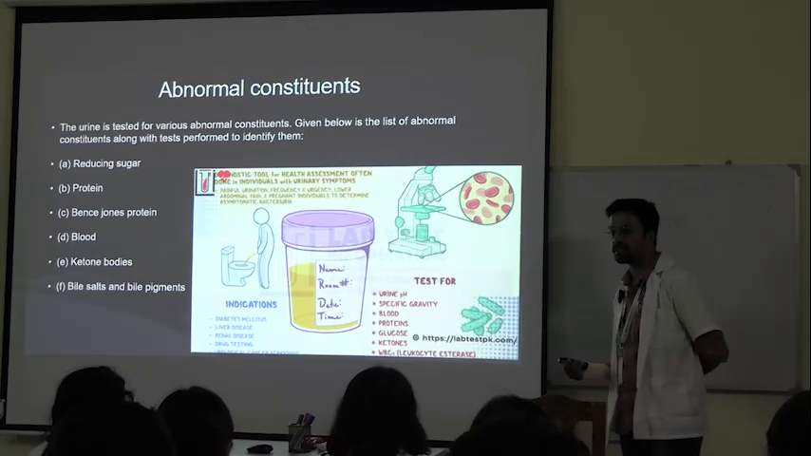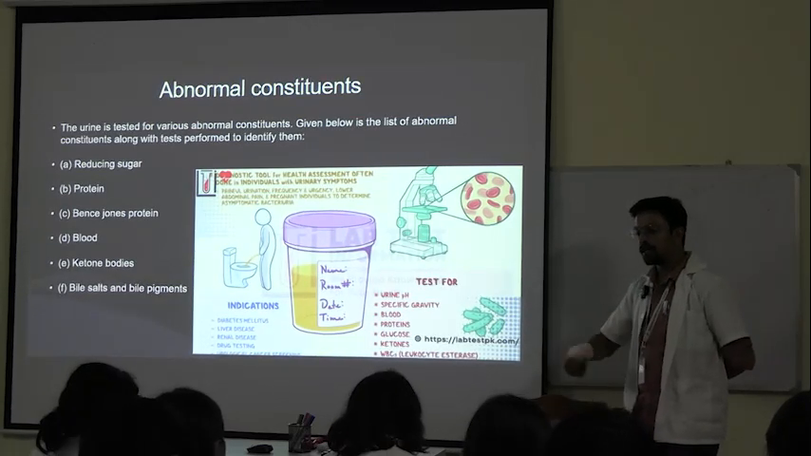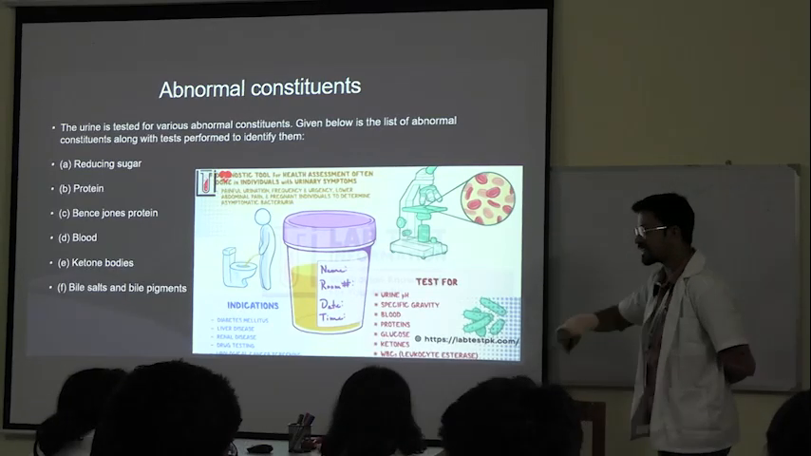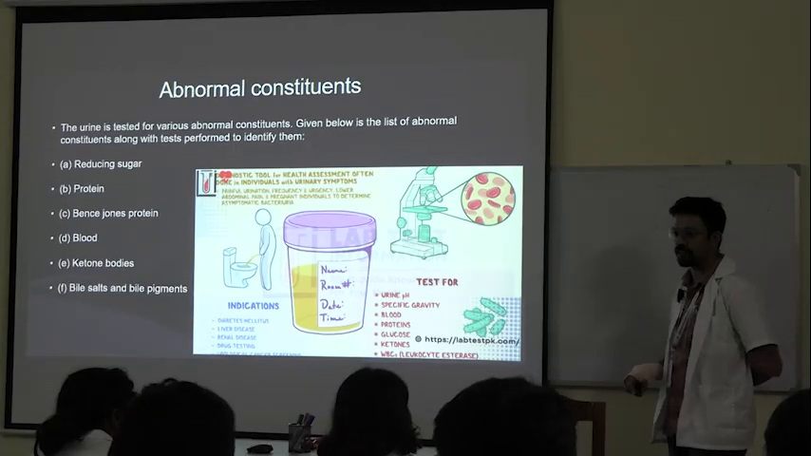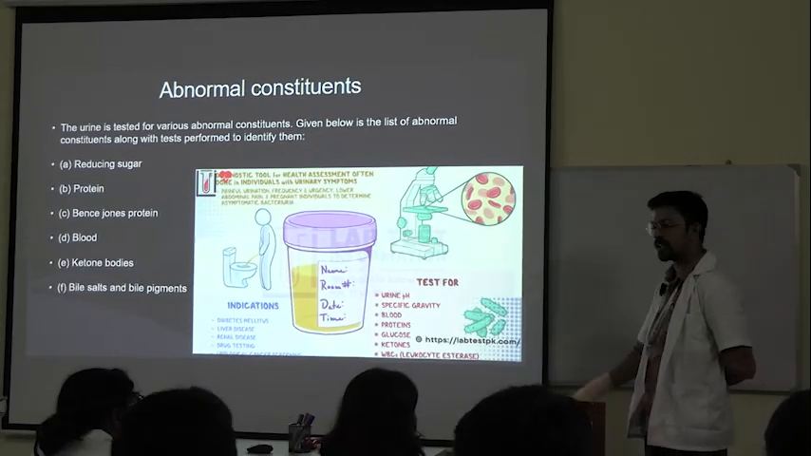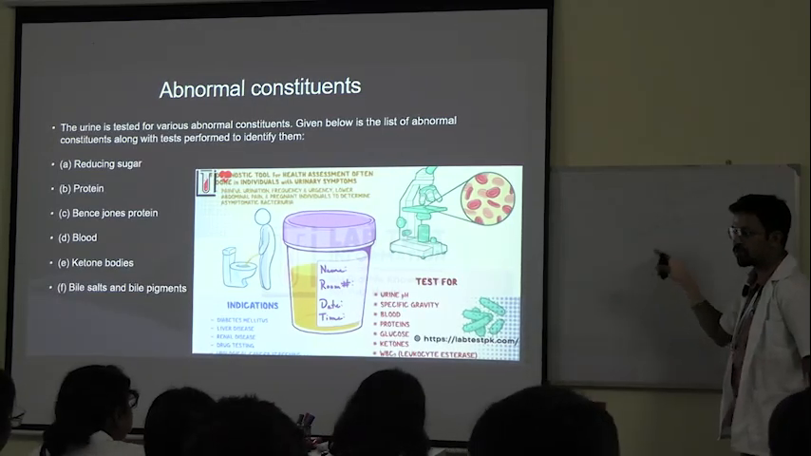Anybody has any idea? How is it possible? See, the reducing sugar that is present in our body, that is normal. But when it is getting excreted through the kidney, the kidney is not able to reabsorb it. Kidney should reabsorb it, that is its function. Now it is not being able to reabsorb it and the sugar is coming out as it is in the urine. So that is the pathology in the kidney, not in the body.